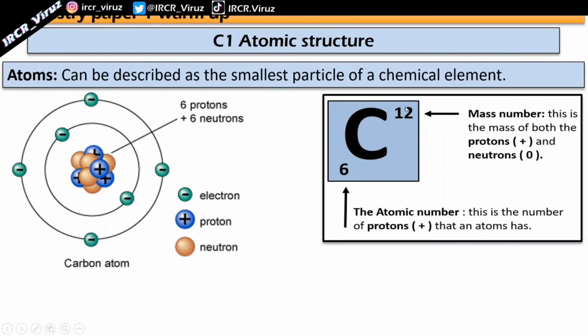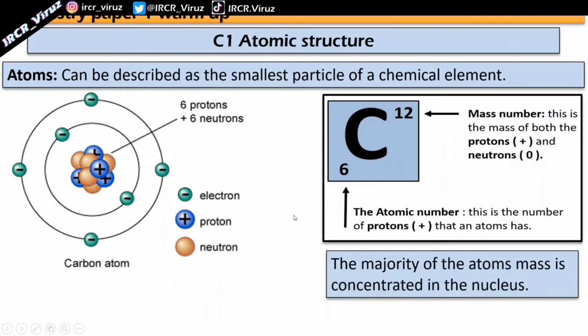Now, the mass number at the top tells you the number of protons and neutrons the element has. In this case the mass number is 12, and if we know it has 6 protons, 12 take away 6 is 6, so it should also have 6 neutrons. Okay, right, and obviously the majority of the mass of the atom is concentrated in the center.